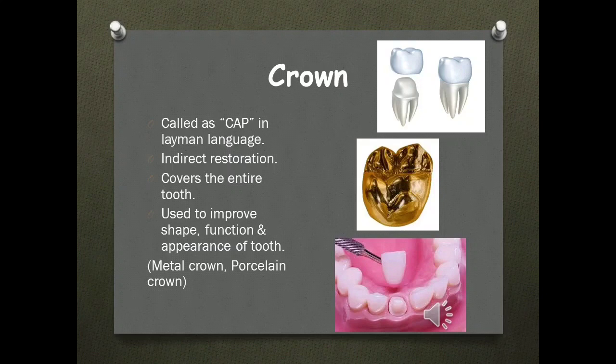For example, in posterior teeth, where strength is more important than the appearance or aesthetics, and the crowns are not much visible in posterior teeth, so we use a metal crown, for example a gold crown, in the posterior teeth, whereas in the anterior teeth where aesthetics is very much important, so we use a porcelain crown for anterior teeth.